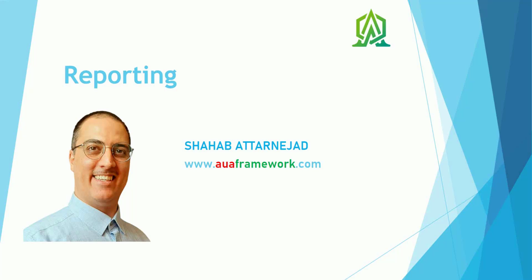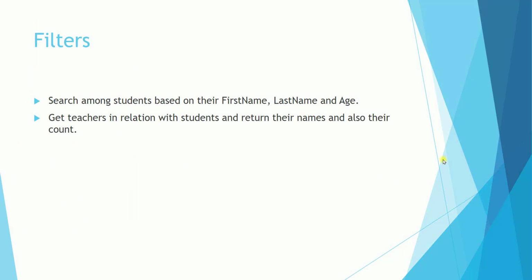This feature includes two kinds. The first one is operational reporting and the second one is the enterprise report. Well, the scenario is this. I want to search among students based on their first name, last name, and age. And also I want to get teachers which are in relation with students. And I also want to get their names and their counts.